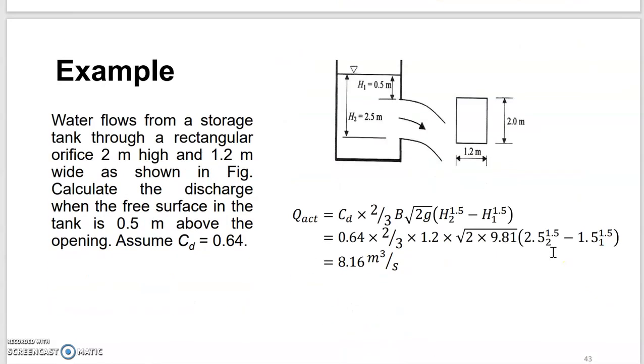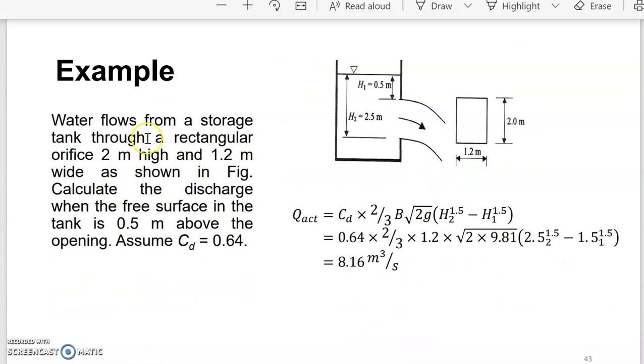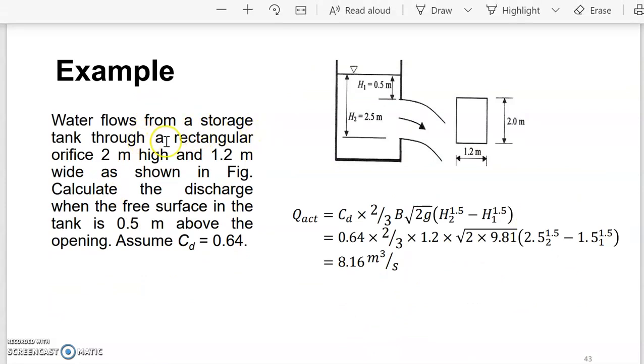Okay, so let's look into this example. The water flows from a storage tank through a rectangular orifice. So we have this rectangular large orifice opening with a 2 meter height and 1.2 meter width. Calculate the discharge when the free surface in the tank is 0.5 above the opening. So the height from the top of the orifice to the water surface is 0.5. Assume the coefficient of discharge is 0.64.